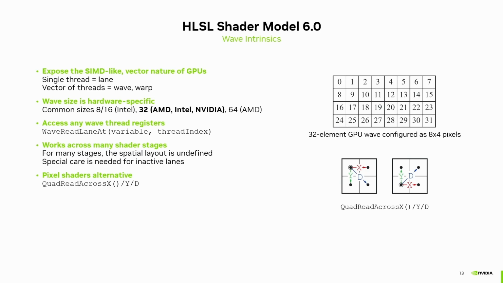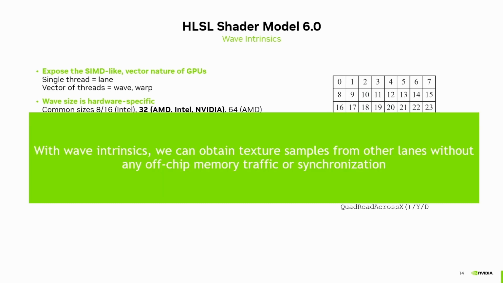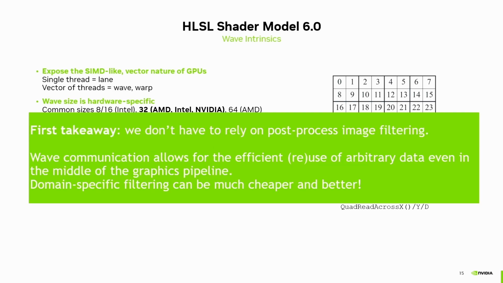It works in all shader stages, which surprised us, even in ray tracing shaders. However, for those, the layout is kind of undefined. And in pixel shaders, you can always rely on the quads and helper lanes, and there are even special intrinsics for pixel shaders. With wave intrinsics, we can obtain texture samples from other lanes without any off-chip memory traffic or synchronization. And this gives us the first takeaway.